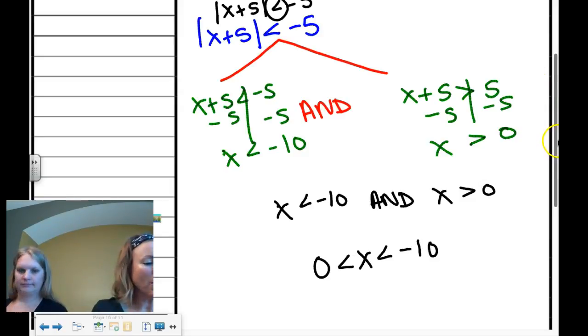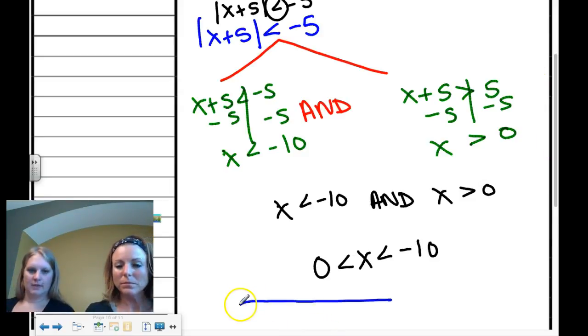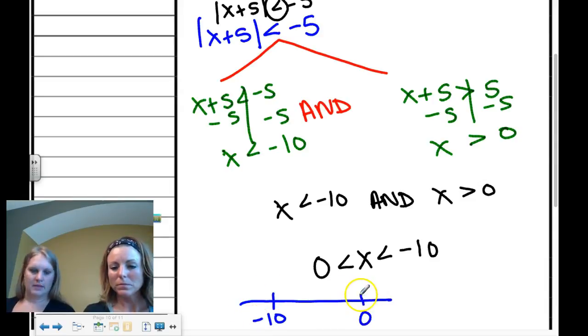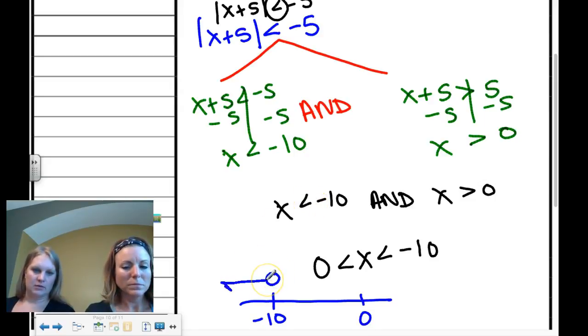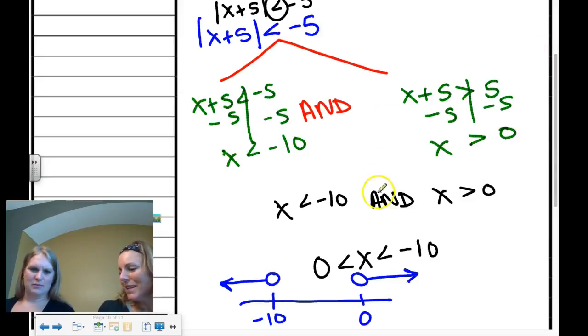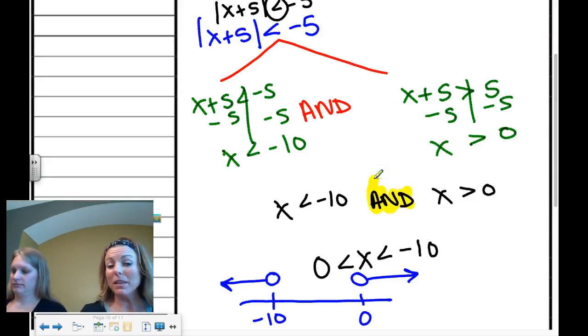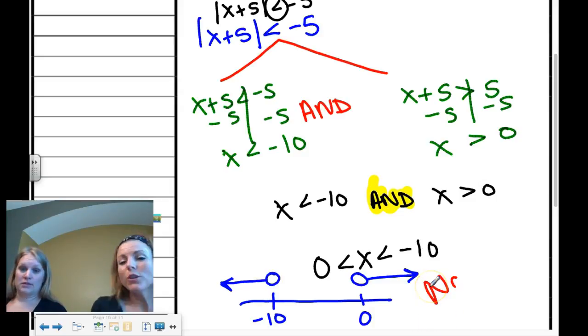Now if we graph that, I've got a -10 and 0. My first one says x is less than -10, so open circle to the left. x is greater than 0, so open circle. Oh, but it says it's an and. Where's the overlap? So what do you think the final answer is going to be then? There is no overlap. No solution.